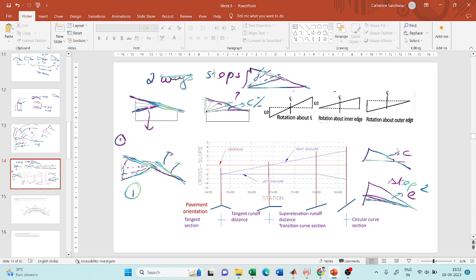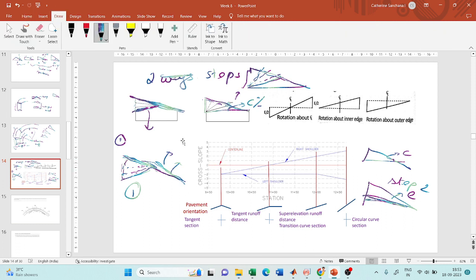Now this will be achieved in, so I told you there are, so I will draw a flow chart.